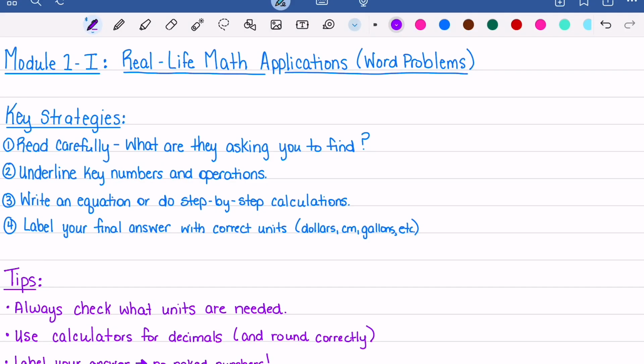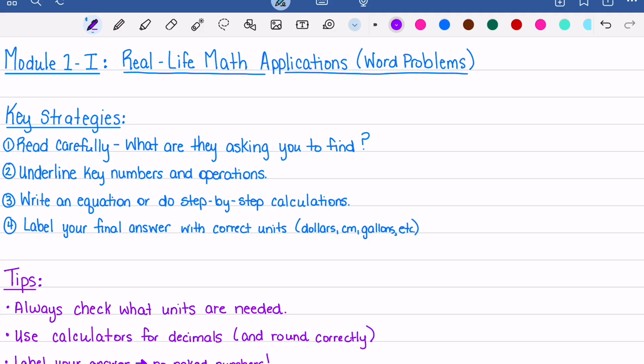In this module, we're going to look at real life math applications. So these are going to all be word problems. And with word problems, every one is just a little bit different. And so some key strategies that you can use when you're approaching these, the main thing is you just need to read them carefully.